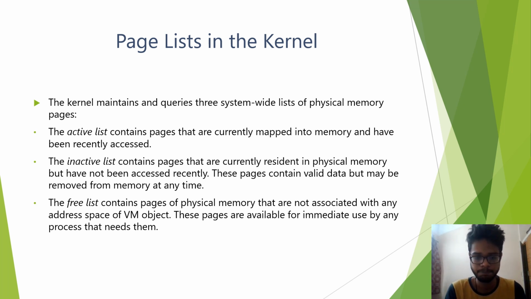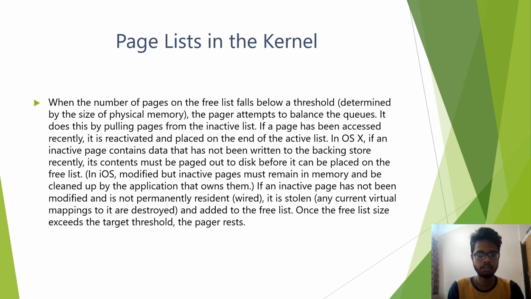The free list contains the pages of physical memory that are not associated with any address of the virtual memory object. These pages are available for immediate use by any process that needs them. So when the number of pages on the free list falls below a threshold, the pager attempts to balance the queues. It does this by pulling pages from the inactive list. If a page has been accessed recently, it is reactivated and placed on the end of the active list.